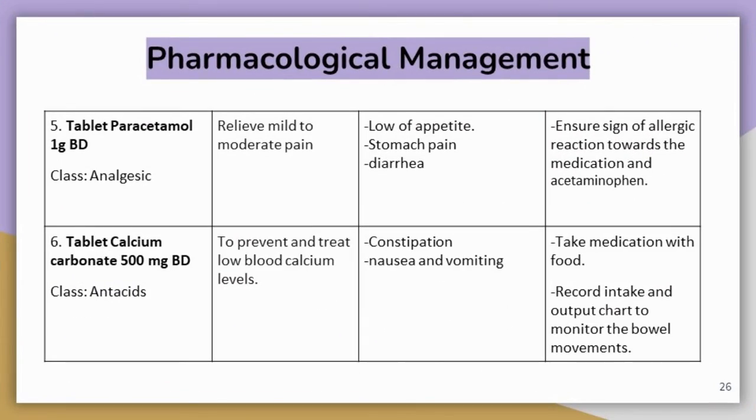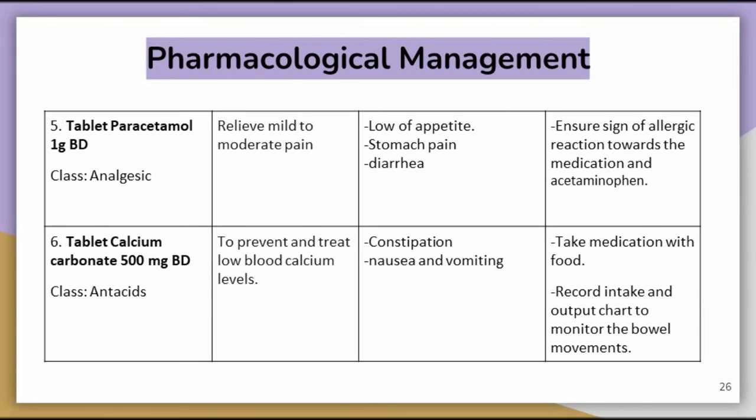Fifth, tablet paracetamol 1 gram BD. It is to relieve mild to moderate pain. And sixth, tablet calcium carbonate 500 mg BD to prevent and treat low blood calcium levels. This medication has to be taken with food, and also record the intake and output chart to monitor the bowel movement.